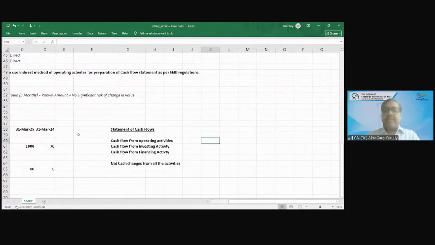Cash flow from operating activity, assuming it is 200. Cash flow from investing activity, assuming I have invested 150 rupees. And assuming I have generated 800 rupees from the financing activity. What is the net cash change from all the activities? 850 is the net cash change from all the activities.